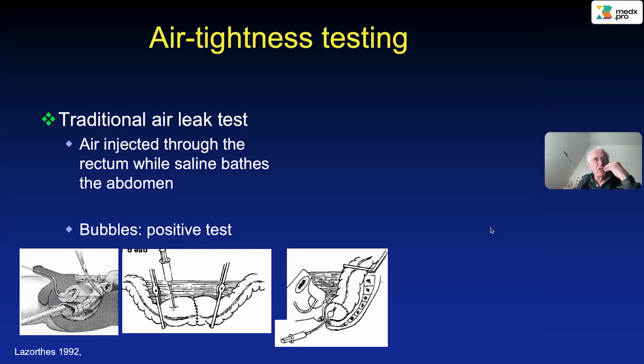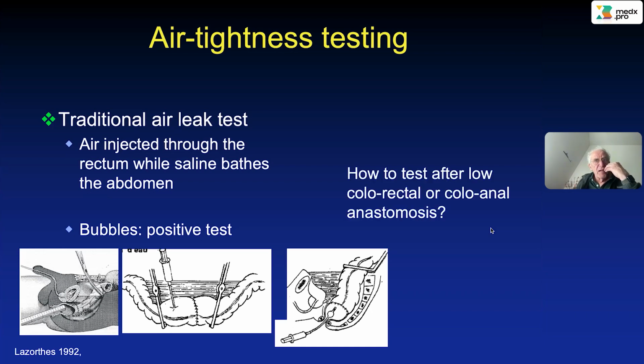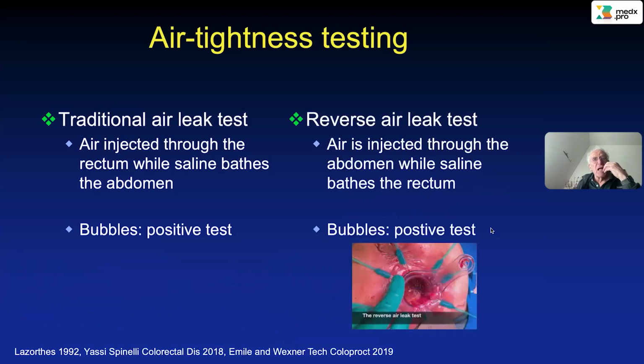This is a traditional air test. But you also can do it in a different way, and it's called the reverse air test. In other words, in the traditional air test, the air is injected through the rectum where the intestine bathes in the abdomen, in the saline, in the abdomen, and you look for bubbles.